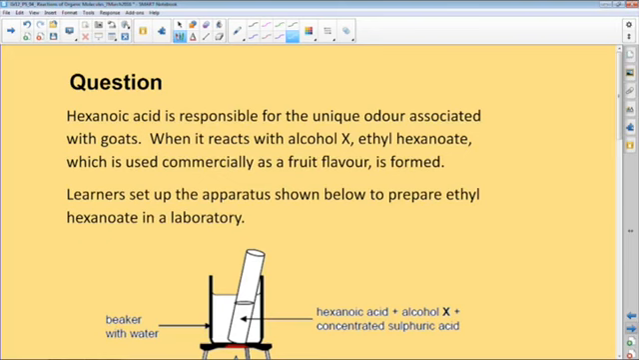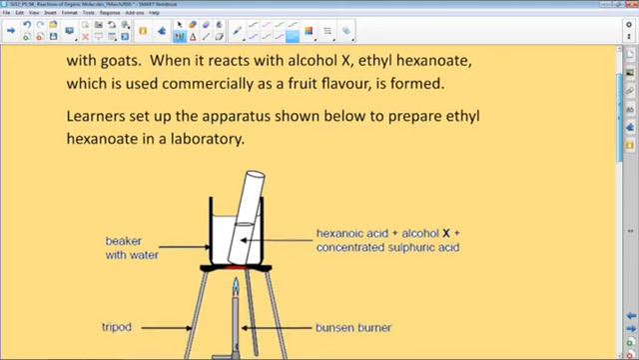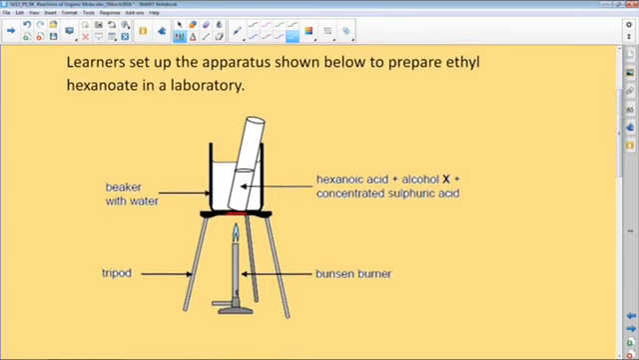So here we have that again, and I could tell you straight away that because in this question they had alcohol X, I can almost guarantee you they're going to ask you to name it. So even before we start the question, let's look at it. I can get the name of the alcohol from this because it's ethyl hexanoate. Now, from what I just told you, the -oate part comes from the acid, which was hexanoic acid. So the ethyl means that comes from the alcohol, which means it has to have been ethanol.